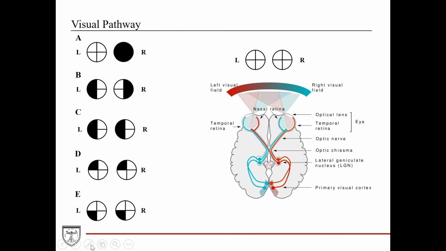So let's talk about some visual field first, the visual pathway, and then visual field deficits. This is something that comes up a lot on exams, and you definitely want to know these pathways, and they can be a little tricky. So let's just walk through this.